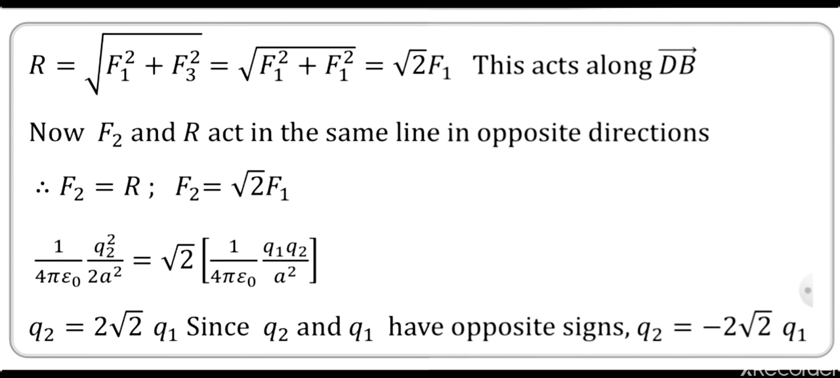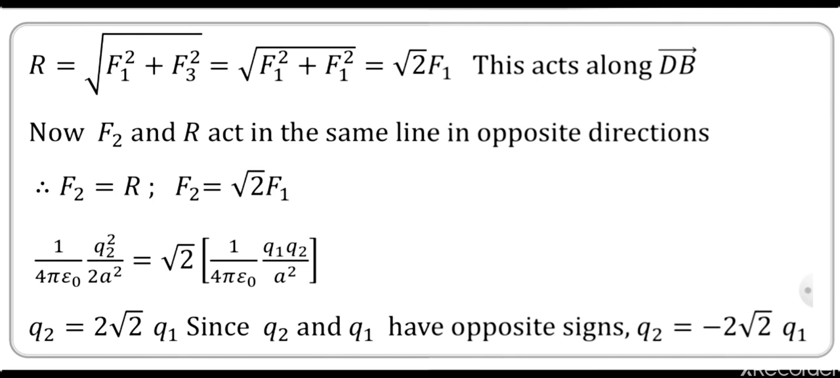Substitute the value there, and substitute the value of F2, root 2 times F1. Now solve for q2. On both sides, 1 by 4 pi epsilon naught cancels, and the square gets cancelled. So then you will get q2 is equal to 2 root 2 times q1.